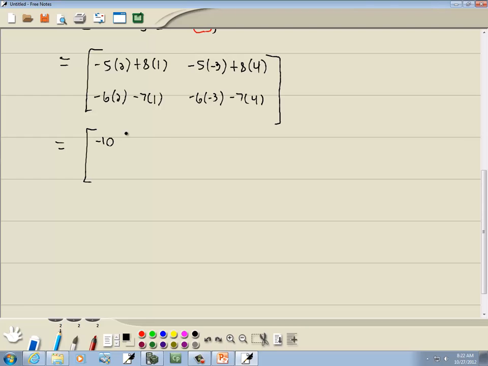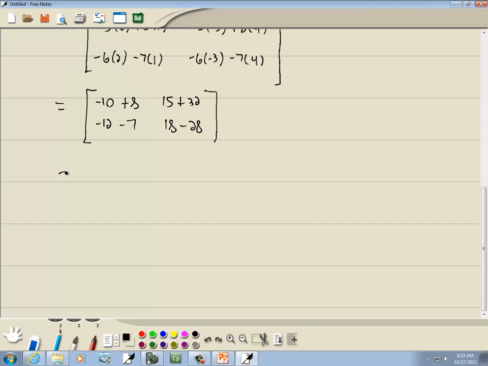-5 times 2 is -10, plus 8 times 1, which is 8. -5 times -3 is 15, plus 8 times 4, which is 32. -6 times 2 is -12, minus 7 times 1, which is 7. -6 times -3 is 18, minus 7 times 4, which is 28. Well, looks good. But it's so easy to make a basic math error on these. So it gives me -2, 47, -19, and -10.